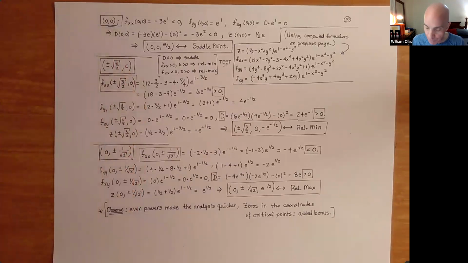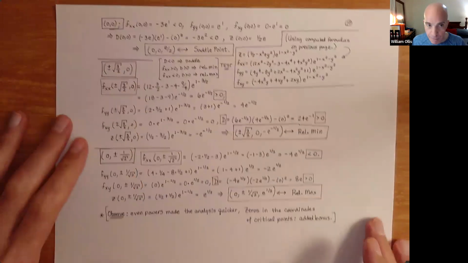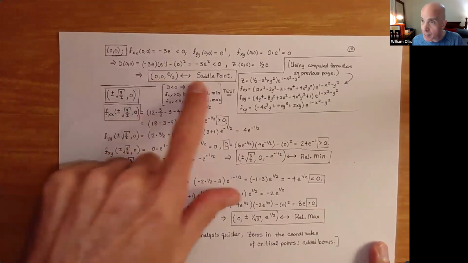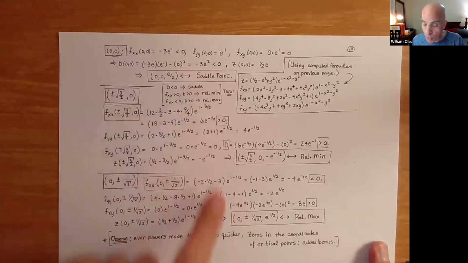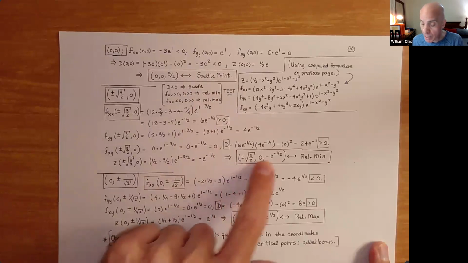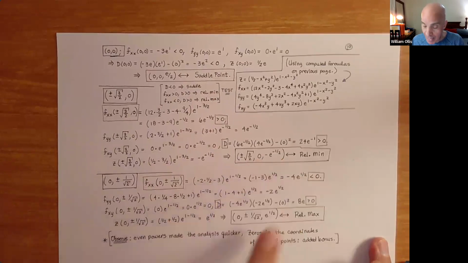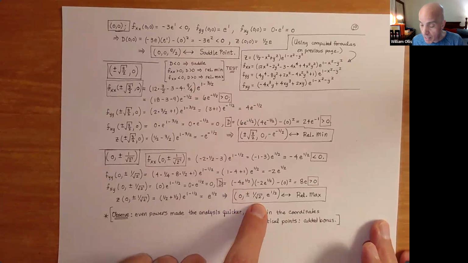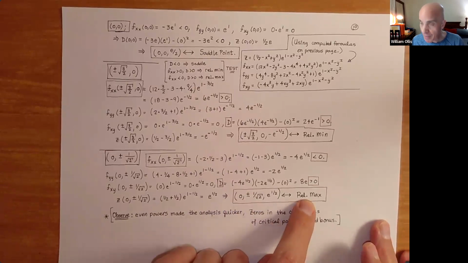So again, in summary, at the critical point 0, 0, we get a saddle point. At the critical points plus or minus square root of 3 halves, comma 0, we get relative minima. And at the critical points 0, plus or minus 1 over the square root of 2, we get relative maximum. And we are done.